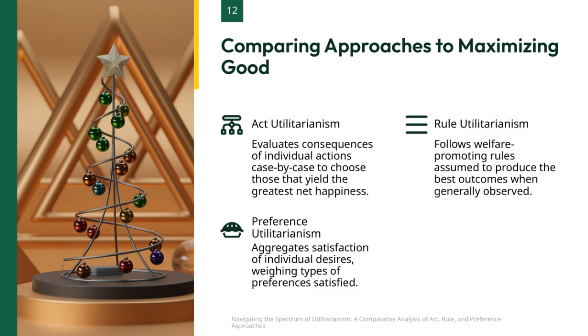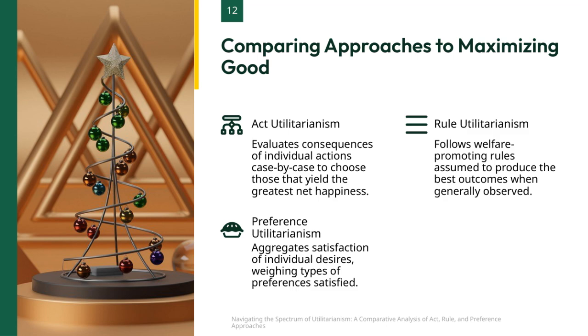Next, rule utilitarianism takes a step back and considers general rules that, when followed consistently, tend to promote the best overall welfare. Instead of evaluating each act separately, it emphasizes the importance of following these beneficial rules. Finally, preference utilitarianism looks beyond just happiness and satisfaction, aggregating the fulfillment of individual desires while taking into account the different types or intensities of preferences people have. This approach weighs how various preferences are satisfied to determine what action or rule maximizes good.